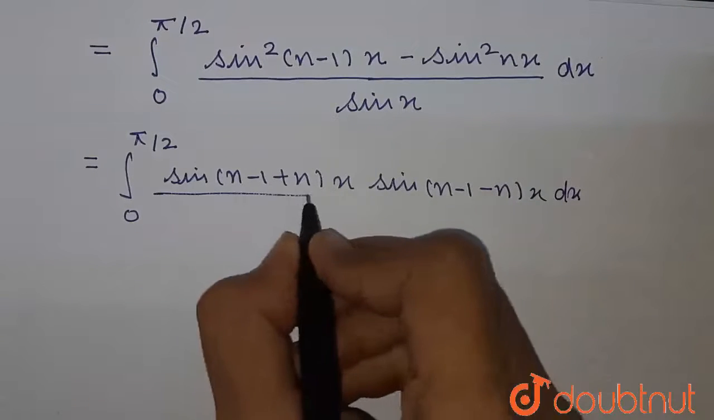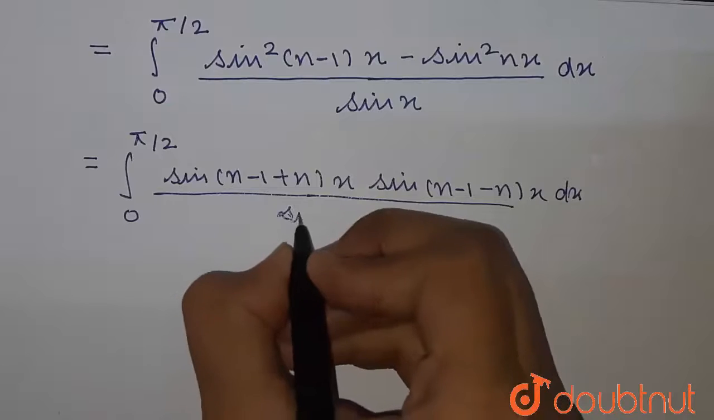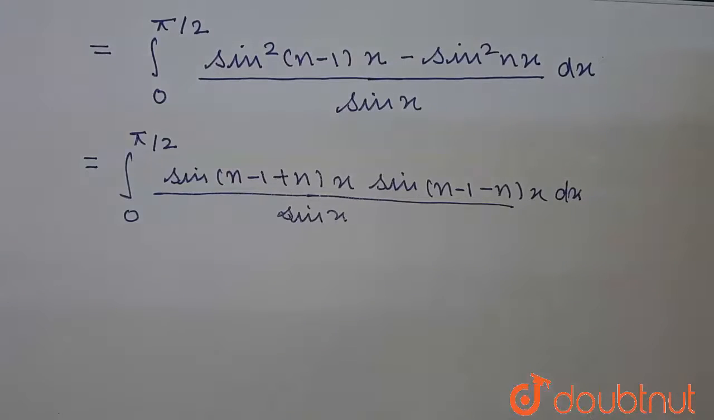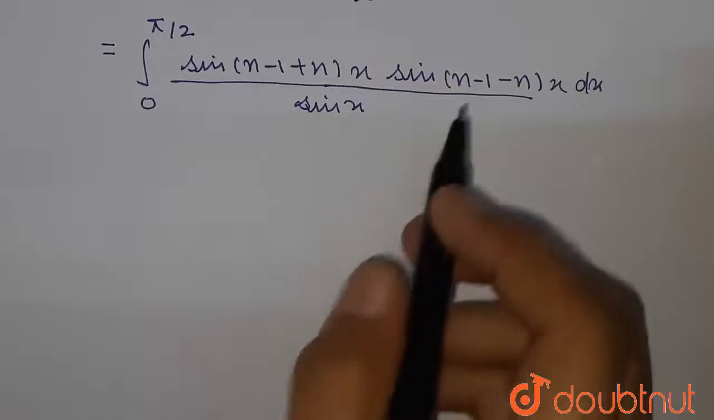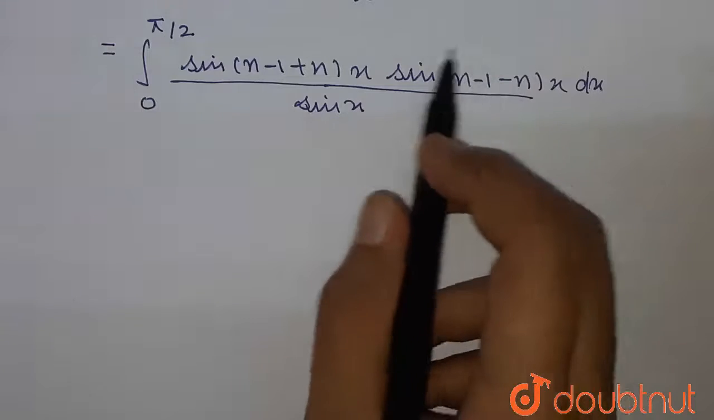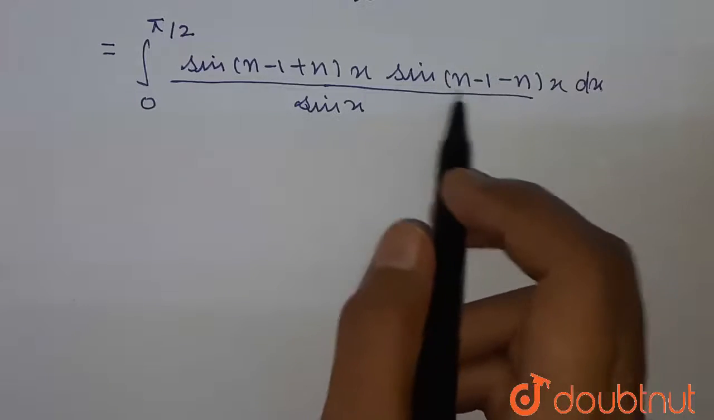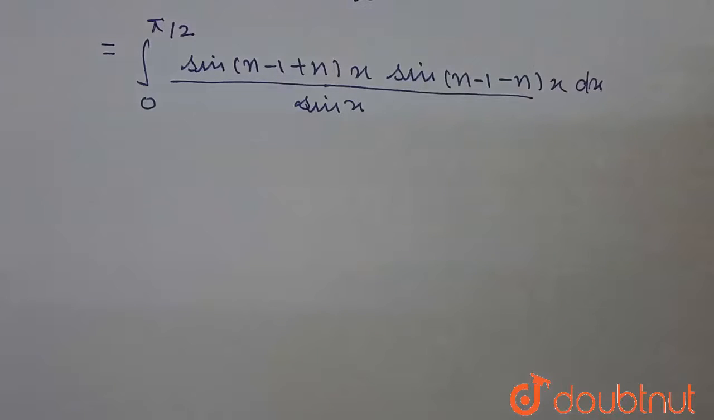This whole is divided by sine x, right? So here this n and minus n will get cancelled, and we will have here sine of minus 1x, and we know that sine of minus x is nothing but minus sine of x.